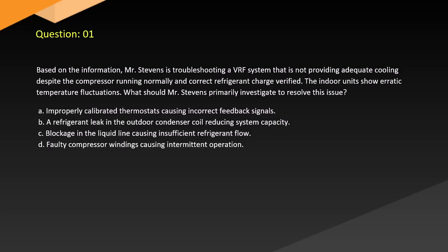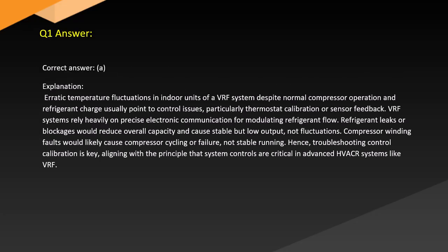A. Improperly calibrated thermostats causing incorrect feedback signals. B. A refrigerant leak in the outdoor condenser coil reducing system capacity. C. Blockage in the liquid line causing insufficient refrigerant flow. D. Faulty compressor windings causing intermittent operation. Answer. Correct answer: A. Explanation.